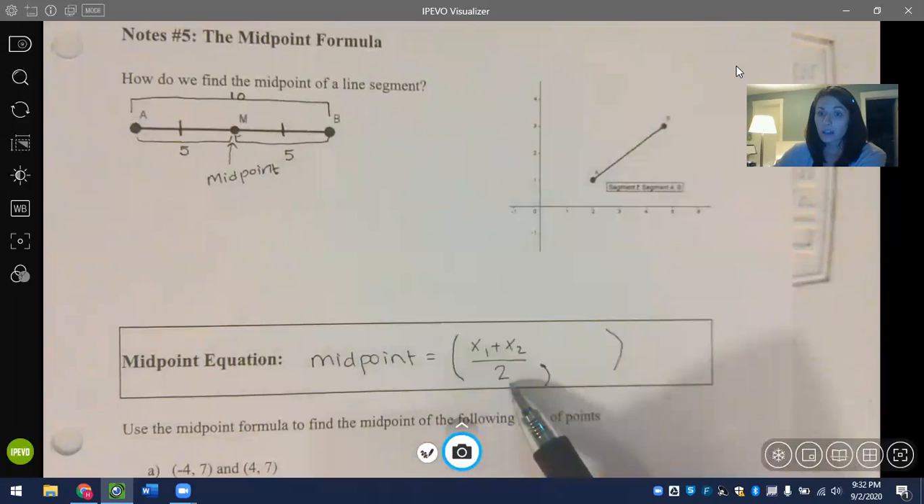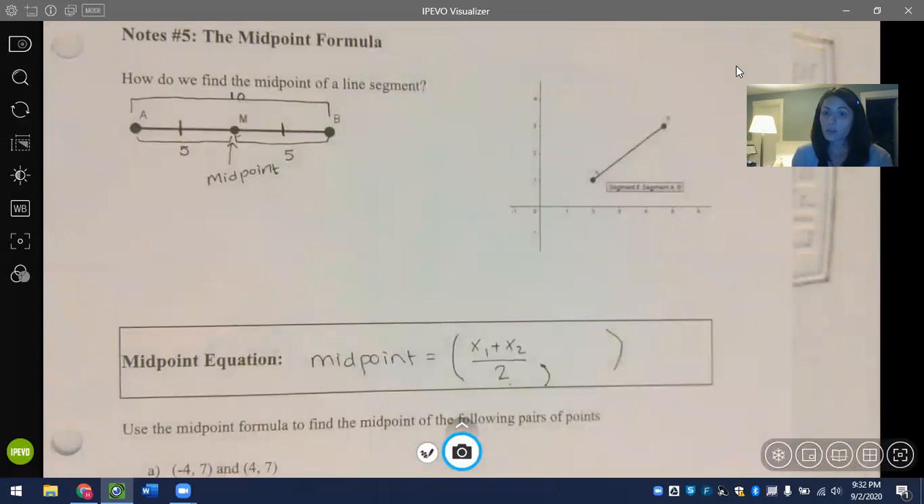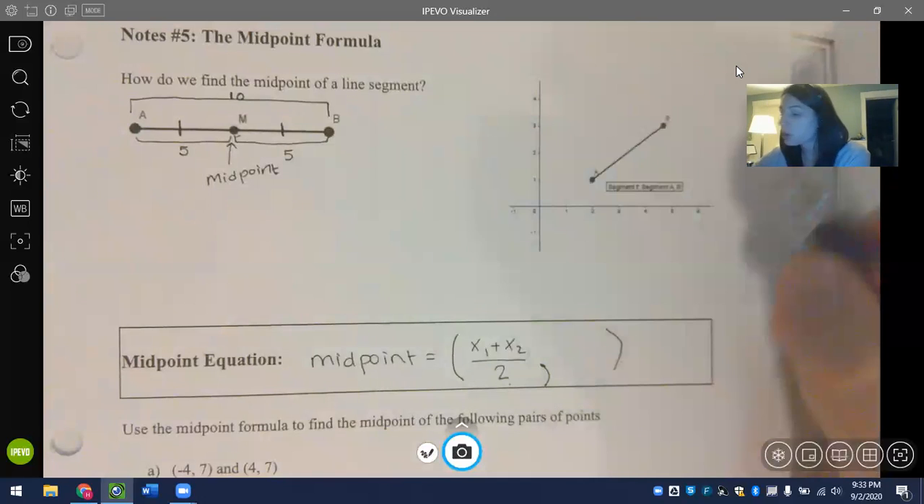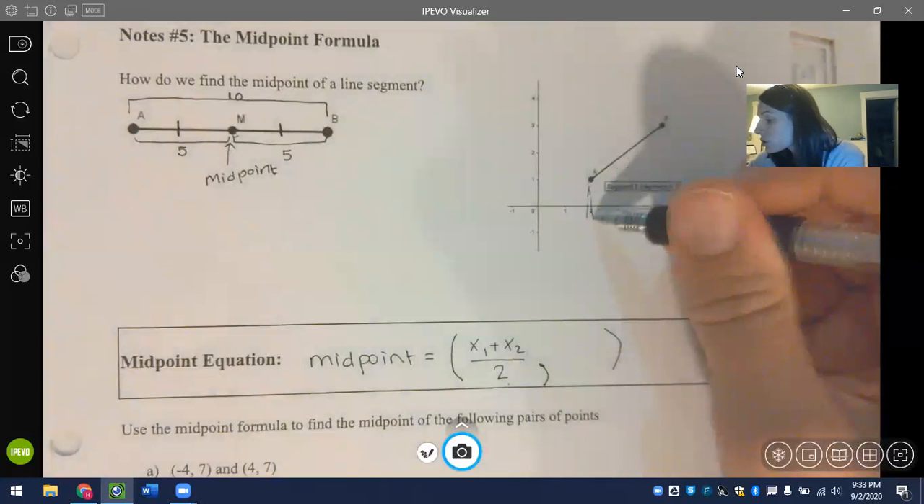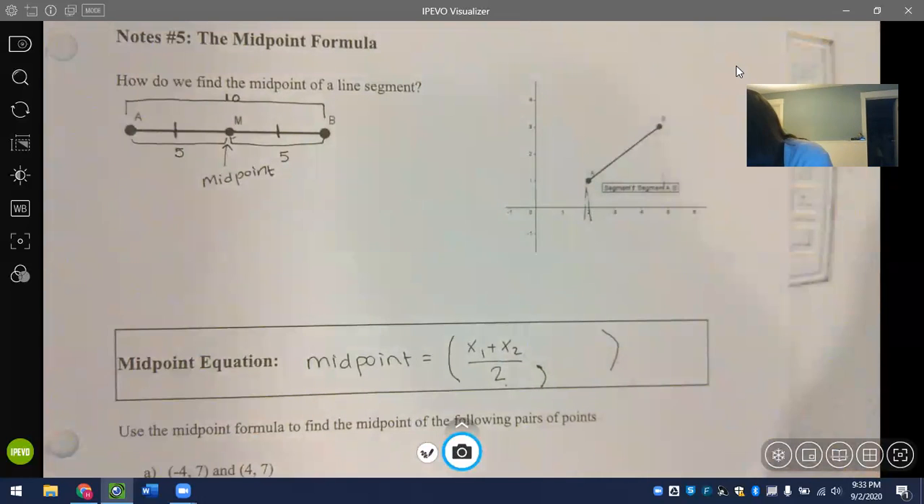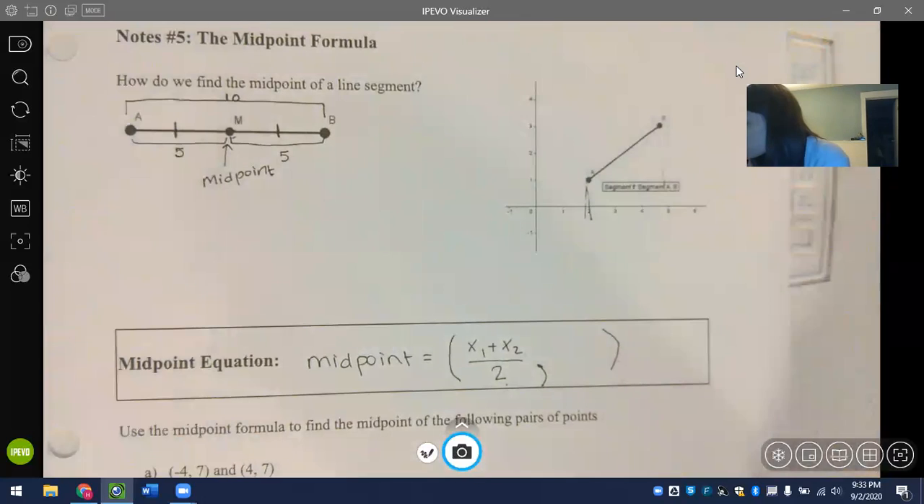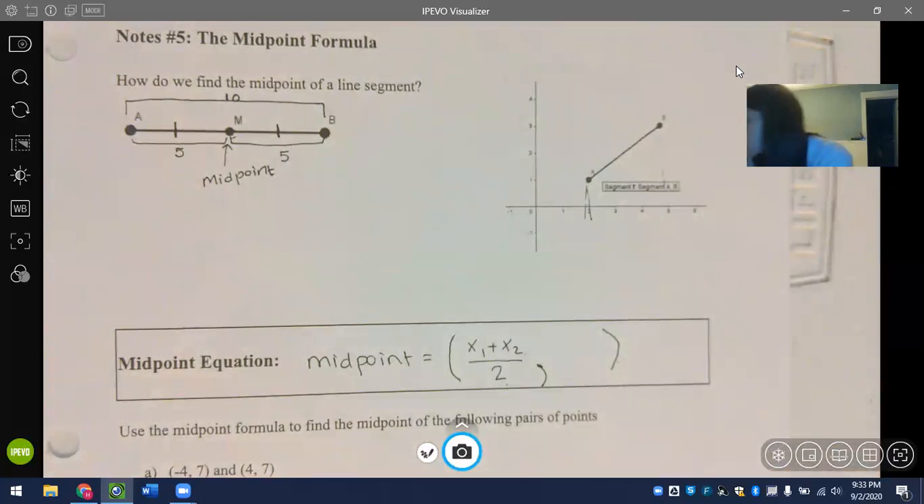Now, really, all that's doing is finding the average of my x values. Where's the middle of my x values? So if I look at this diagram up above, I can see that at A, my x value is 2, and at B, my x value is 6. So what is the average of 2 and 6, or what's in the middle of 2 and 6? Is it 6 or is it 5? It's 5. It's totally 5.